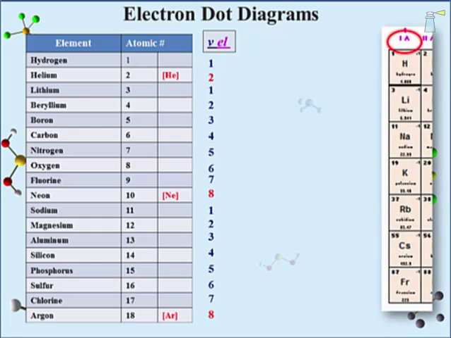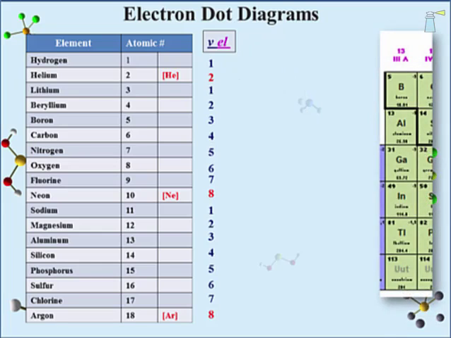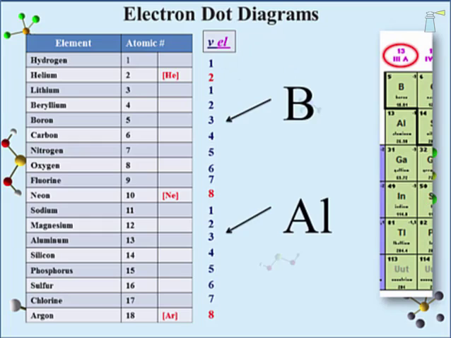Starting with column 1 or 1A elements. The only element in this column we need to concern ourselves with is hydrogen. It has 1 valence electron. By convention, a single dot is added to the top of the element symbol. We now skip over to column 3A or column 13 elements, boron and aluminum. Their 3 valence electrons go in a clockwise manner around the symbol, starting with one dot on the top, then one on the right side, and finally one on the bottom of the symbol.